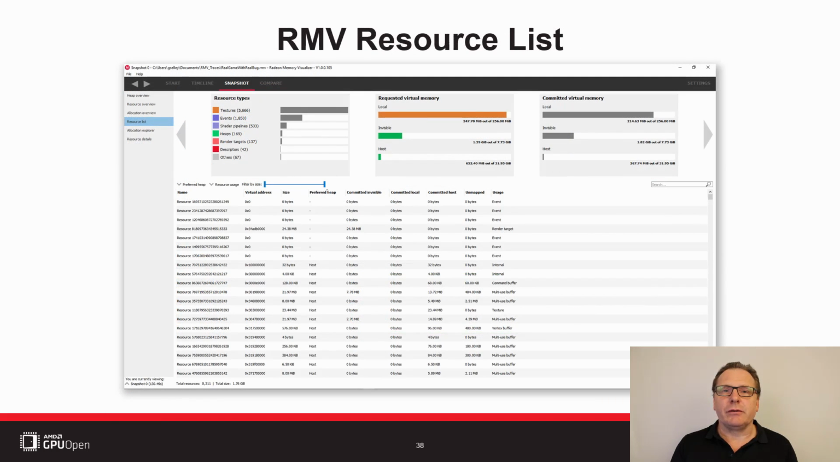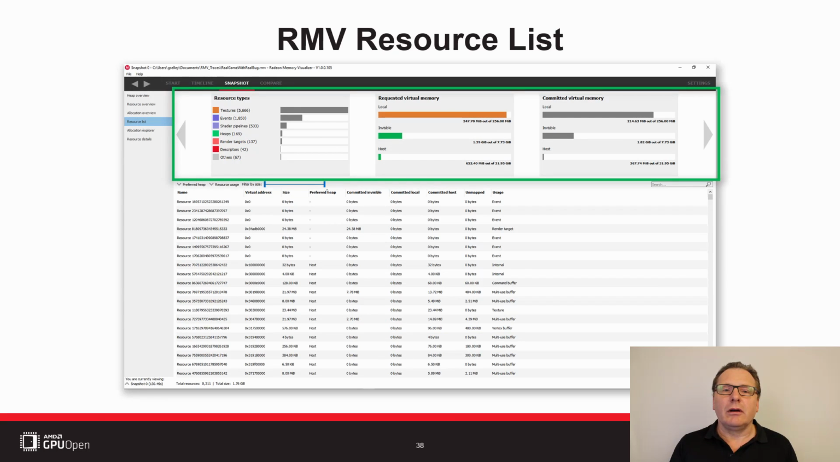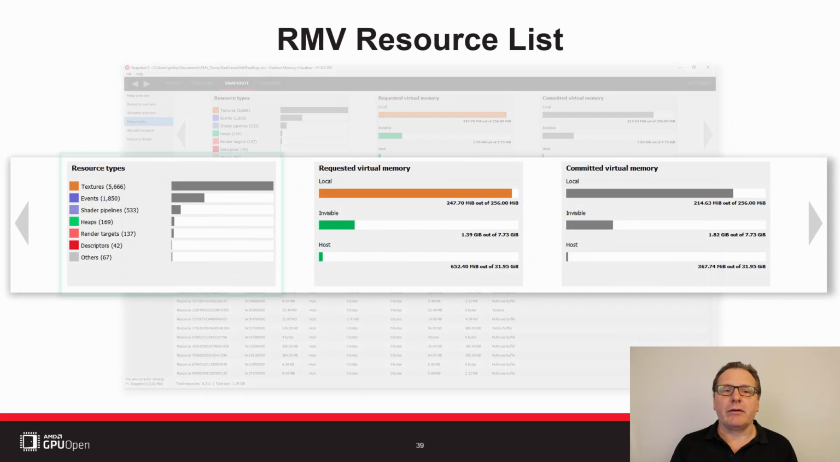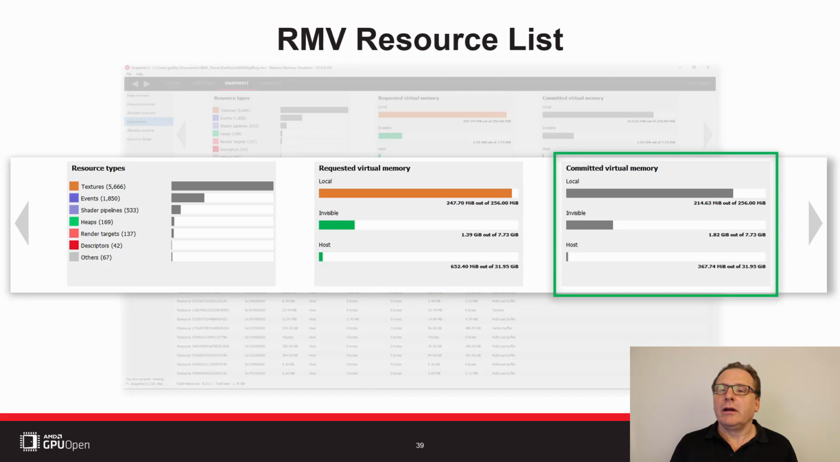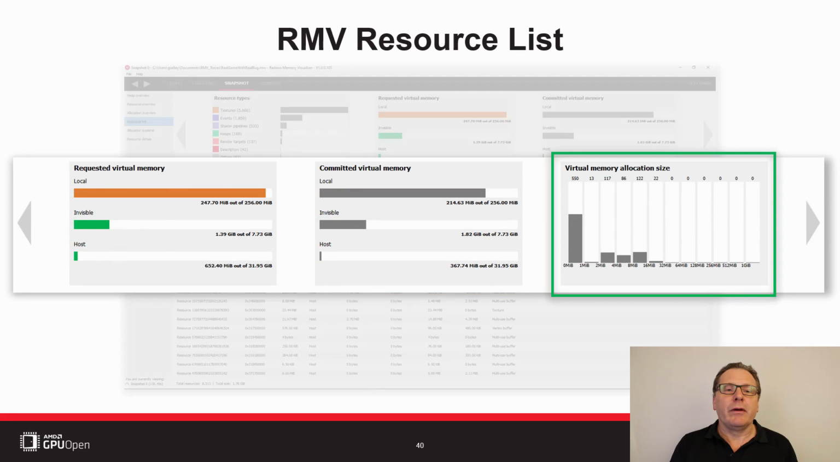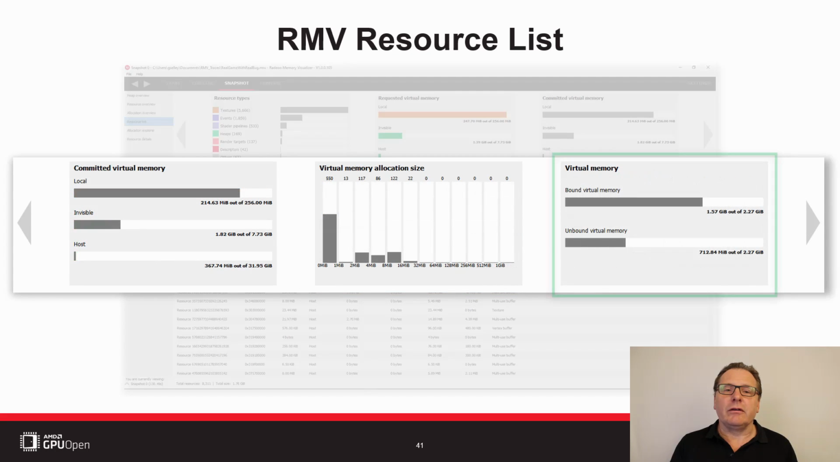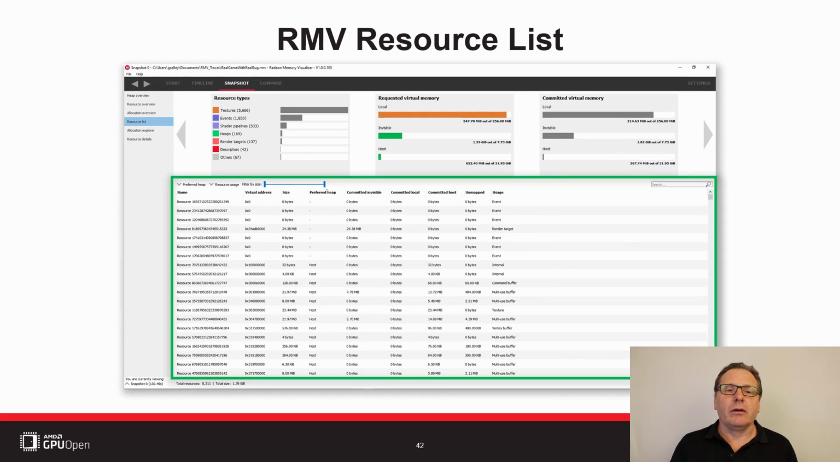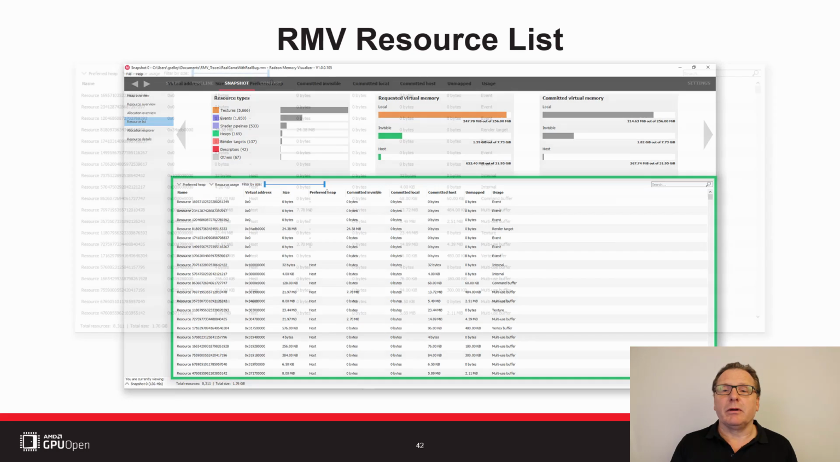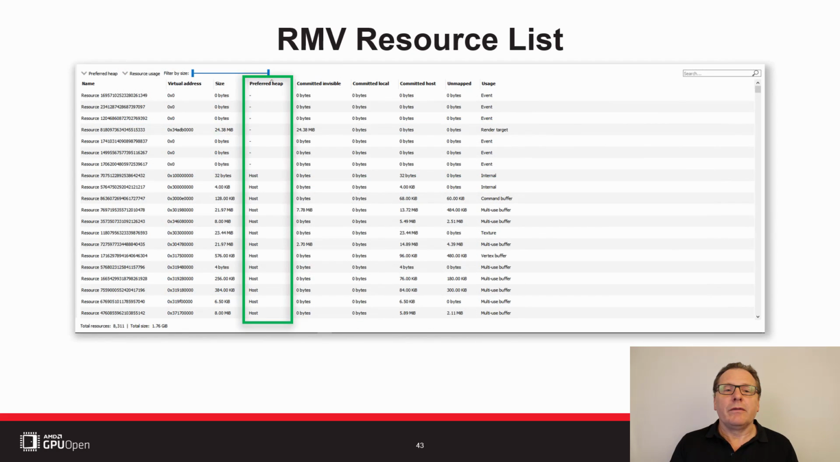We jumped over the resource list view, so let's go back and take a look at what it can do for us. Along the top there is a ribbon of summary graphs. These show statistics on the resource type counts, requested virtual memory, committed virtual memory, allocation size histogram, and virtual memory usage. All of the resources in the memory trace are accessible in the list below the ribbon. The list can be sorted by any of the column headers.